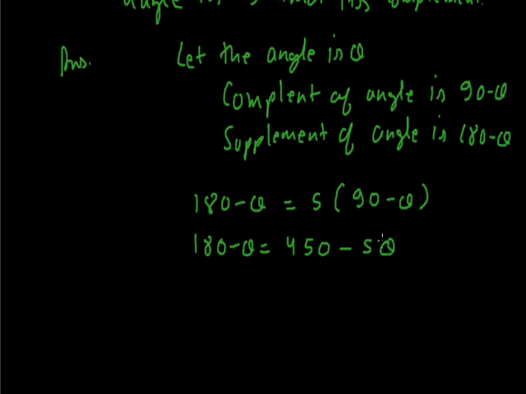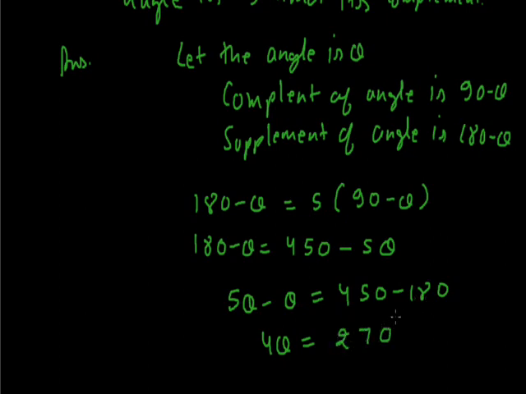Now we put the variables on one side and the constants on the other side. Let's see, minus 5 theta comes to the left-hand side, it becomes 5 theta minus theta. 180 comes to the right side, 450 minus 180. 5 theta minus theta comes to be 4 theta. 450 minus 180 comes to be 270 degrees.